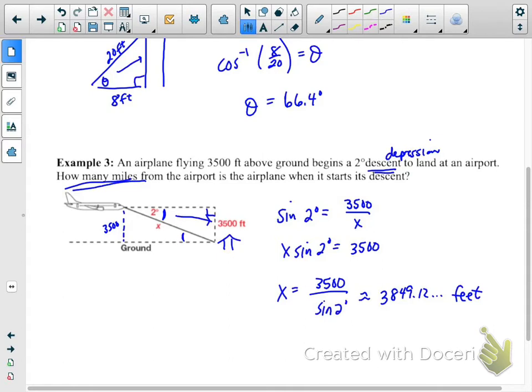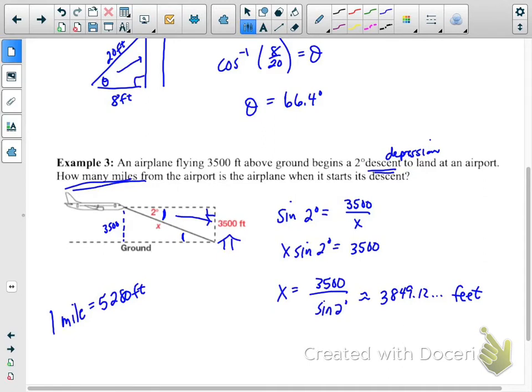Now, why didn't I do that conversion right off the bat? Well, if you remember, 1 mile is equal to 5,280 feet. So if I were to convert this 3,500 into miles, I would divide it to figure out how many miles that is, and that's going to be a horrible decimal. So wait till the end. You're going to get a more exact answer that way.